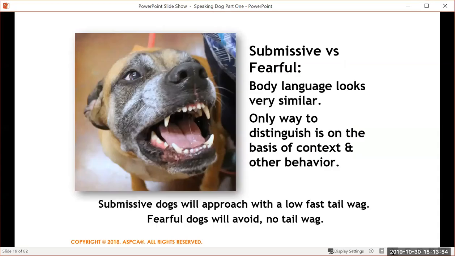Next slide, please. So like I said, the body language is very, very similar, and really the only way that we can distinguish is on the basis of context and other behavior. Another indication that often comes through with this is a fearful dog probably isn't going to be wagging his tail. Highly unlikely that there'd be a tail wag. Whereas with submissive dogs, often there's a low, fast tail wag as a very good indication. Next slide.